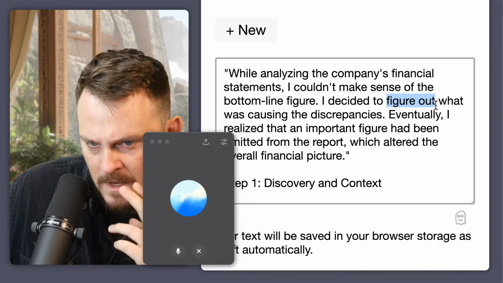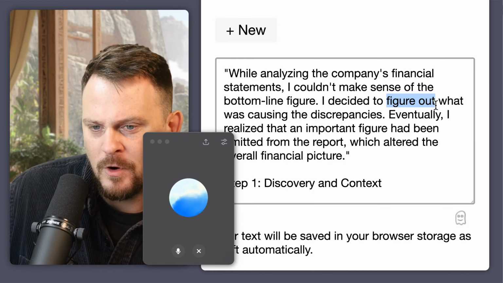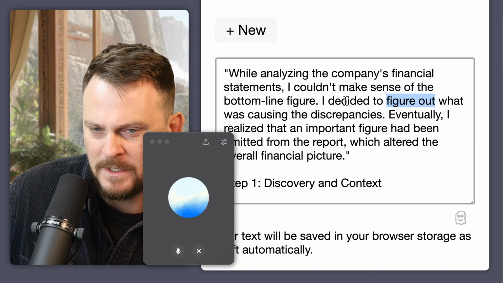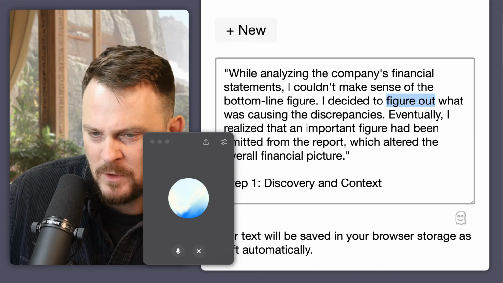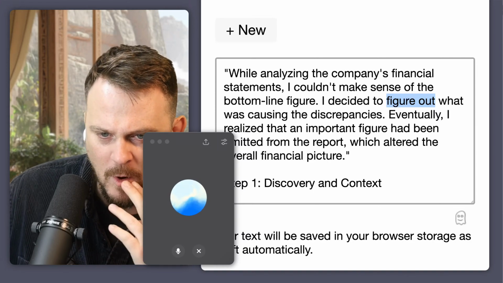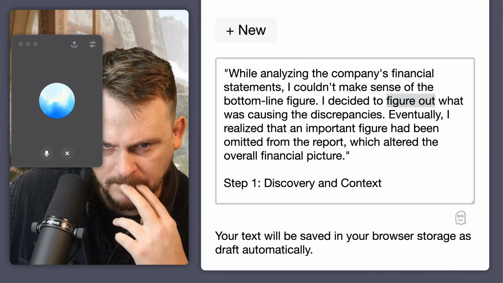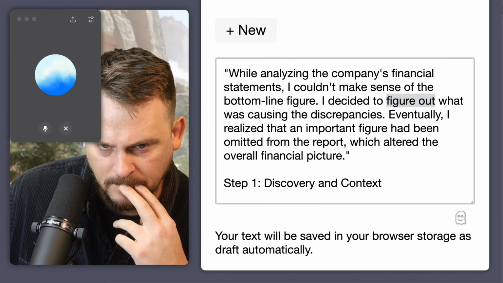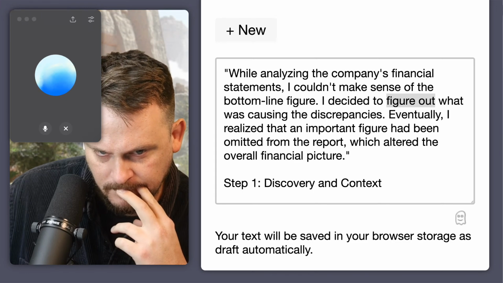Make sense? Yeah, but then why wouldn't I just say an important number had been omitted? Why does it have to be a figure rather than a number? Good question. In financial contexts, figure is often used to refer to specific amounts, statistics, or values in a more formal or technical way. Saying an important number is correct, but using figure can imply a specific recognized value within a report, making it sound more professional.